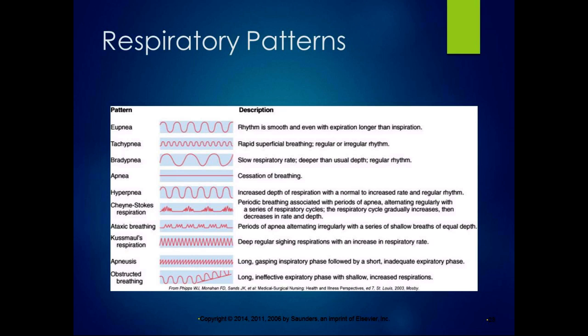Apneusis is a long, gasping inspiratory phase followed by a short, inadequate expiratory phase. So you get trapping of air in the lungs. Obstructed breathing is a long, ineffective expiratory phase with shallow, increased respirations.